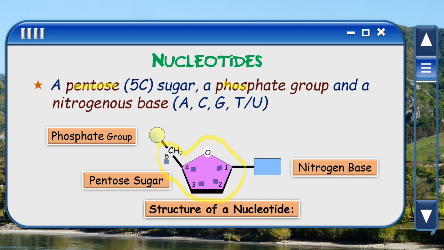Then we have a phosphate group. Our phosphate group is this one here. And then it has the nitrogenous base. The nitrogenous base is this one here. So all those, they make up what we call a nucleotide. It is made up of a phosphate group, a pentose sugar and a nitrogen base.